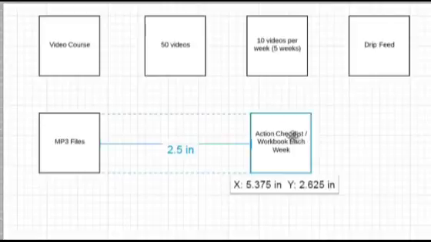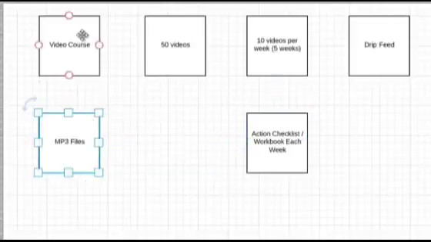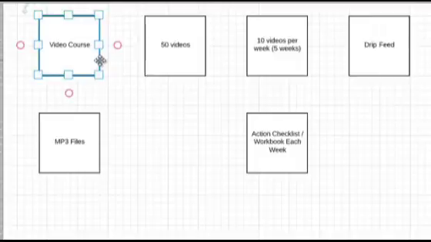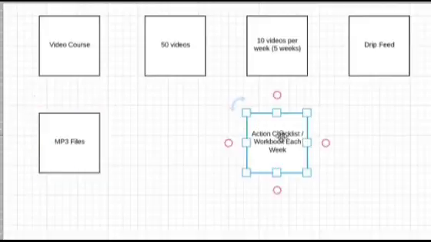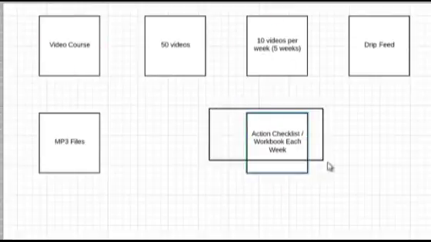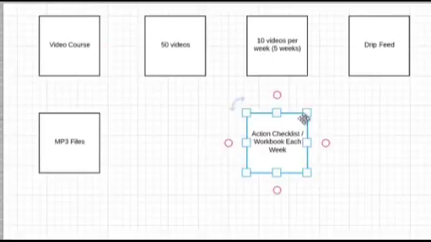All right, so now that we have talked about learning style, I'm going to stick with videos. I'm going to do MP3 for auditory folks. People who are kinesthetic like to do hands-on type stuff, so they like to follow along and actually do it along the way. So we have the action checklist and workbook each week. So every week they get homework. So we can label this as homework.